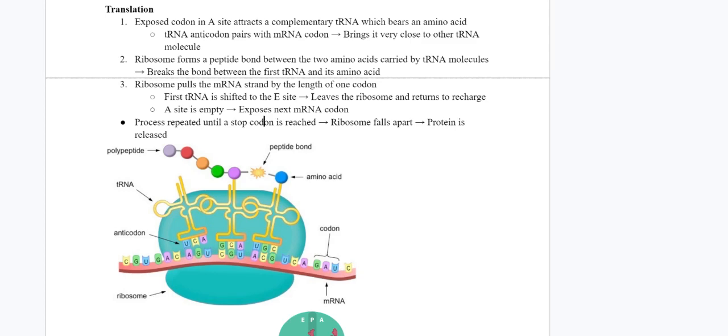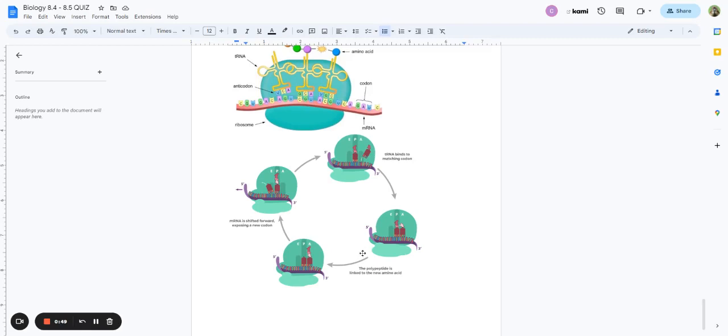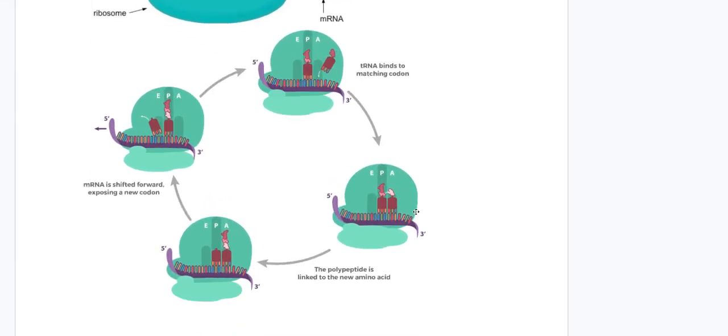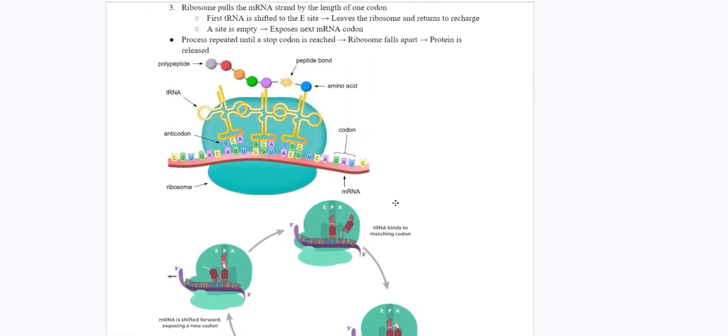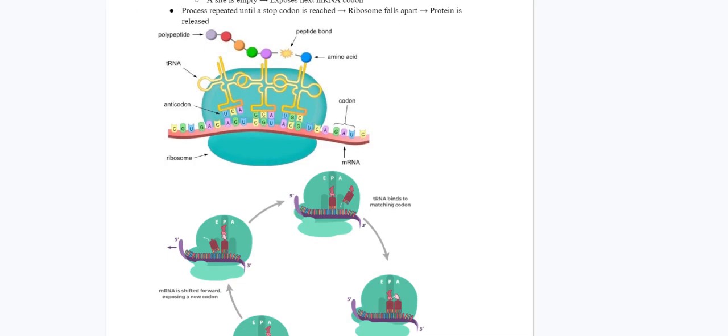The ribosome will fall apart, and this amino acid chain, this protein, is released into the body. And that's it for translation. And it's pretty simple if you just look at the pictures and just try to visualize it.